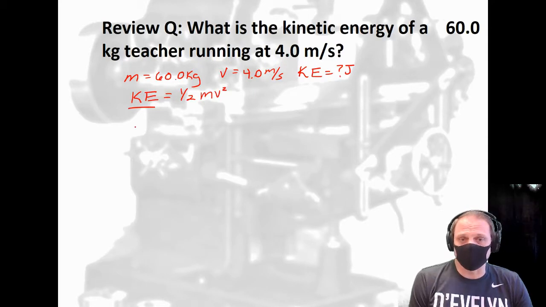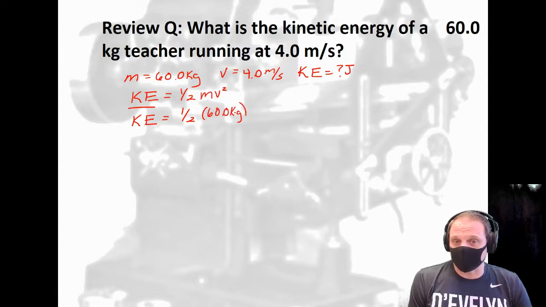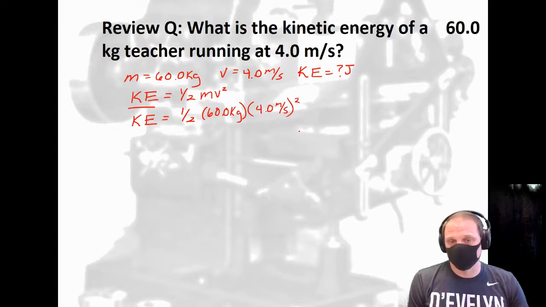So all you have to do now is plug it in, right? So you substitute. You say 1/2 the mass, so 60.0 kg, and then times my velocity squared, right? So 4.0 meters per second. Again, that square needs to be on the outside of that, right?